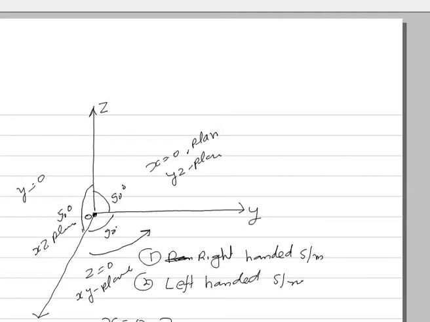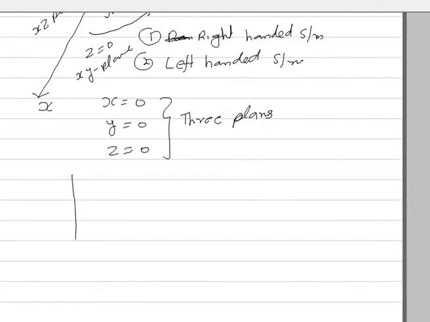Understand? So in the Cartesian system there are three planes. First one is x equal to 0 plane or yz plane, y equal to 0 plane or xz plane. Similarly z equal to 0 plane or xy plane. Dear students, now we discuss these three planes one by one. First of all, this is the Cartesian system. This is x-axis, y-axis and z-axis.